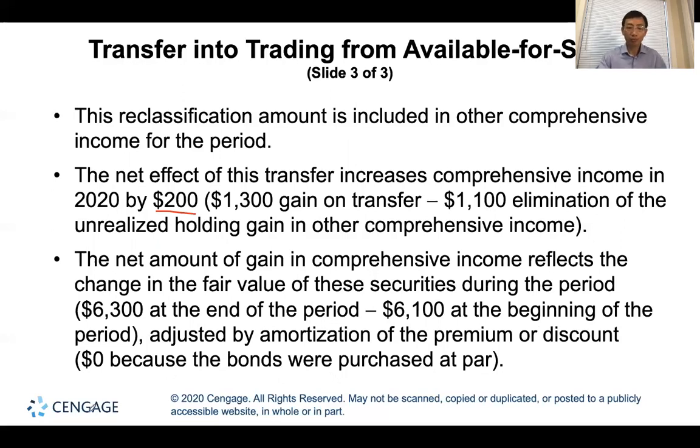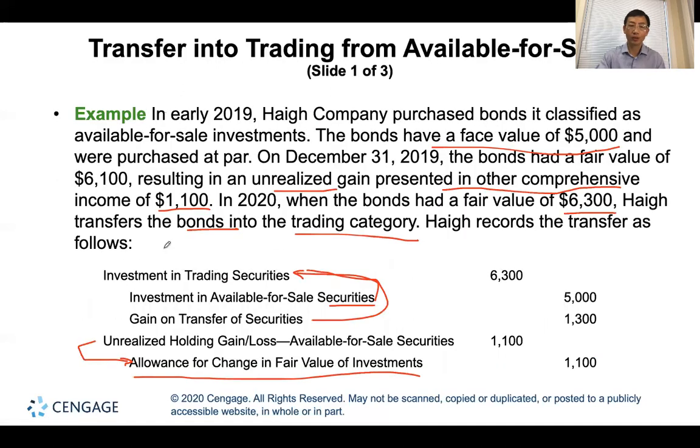Okay, so anyway, for this kind of transfer, remember 2 steps. The first step is to record the current balance of the security and record this amount into the new category as the initial cost of the new category. And after that, deal with the unrealized holding gains and losses.